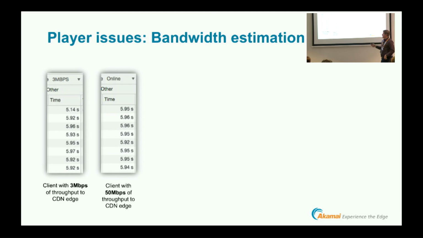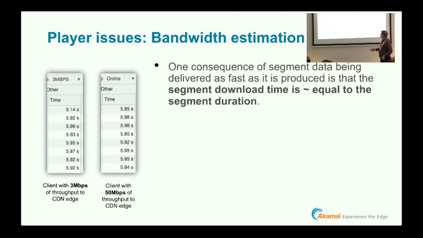Now this is a problem because, as I mentioned, normally a player is timing the download of the segments. Because with traditional adaptive streaming, the server has all the data, so it can burst it to the client. And the ratio of the time it takes to receive it to its playback time is an estimate of your throughput.